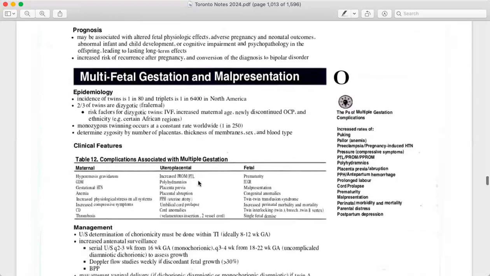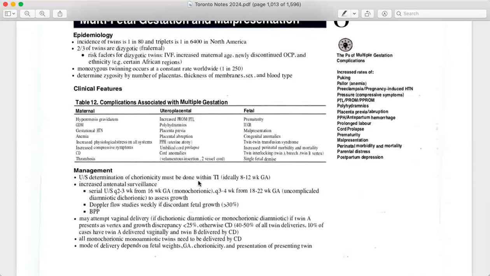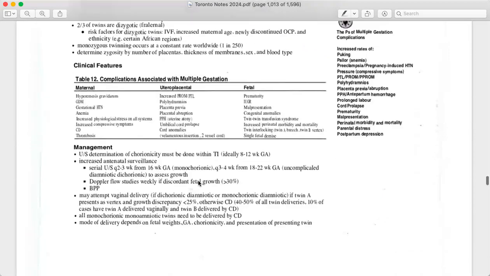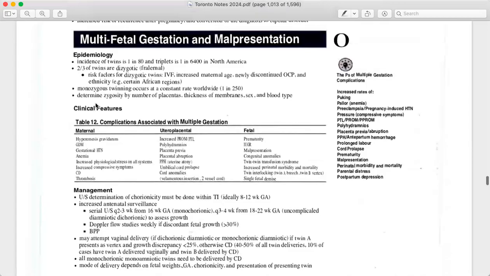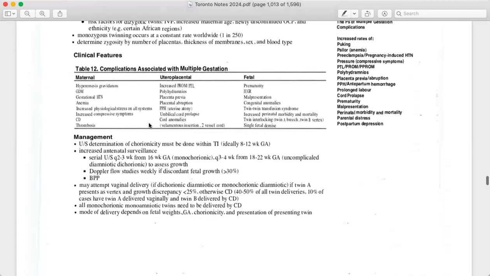Now coming to multi-fetal gestation and malpresentation. Management is important. This is a malpresentation, so just management, because in MCQs they can ask this. Ultrasound determination of chorionicity must be done in trimester one, just to make sure how many placentas there are and what the position of the placenta is. So all of these things, you may attempt vaginal delivery depending on the kind of pregnancy.